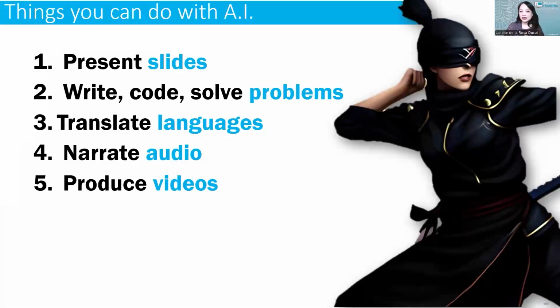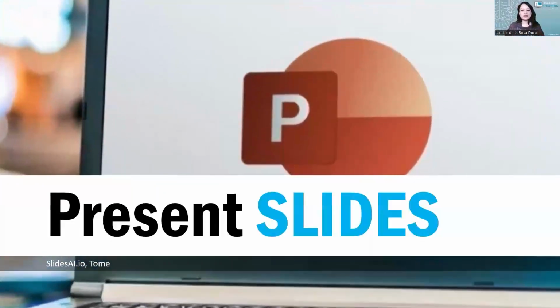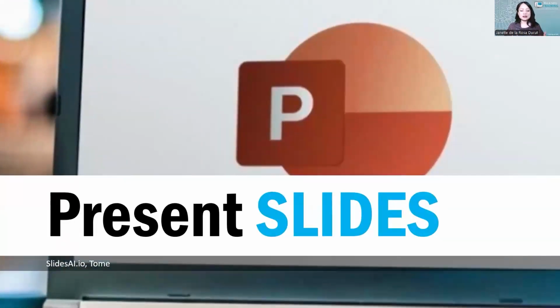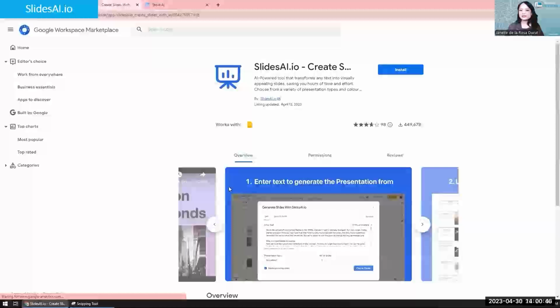You can use AI to present slides, to write code and solve problems. You can use AI to translate into different languages, or it can be your voice. It can help narrate audio. And you can use AI to produce videos. Let's start with how you can use artificial intelligence to present slides.